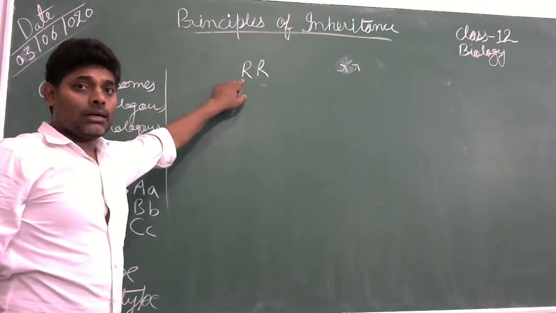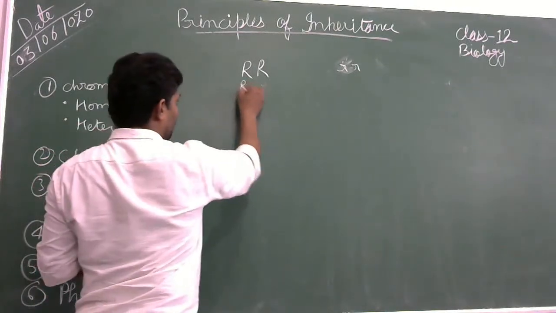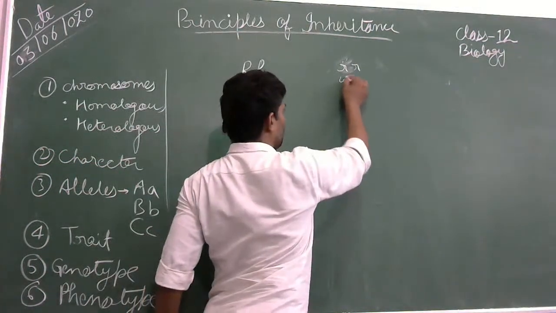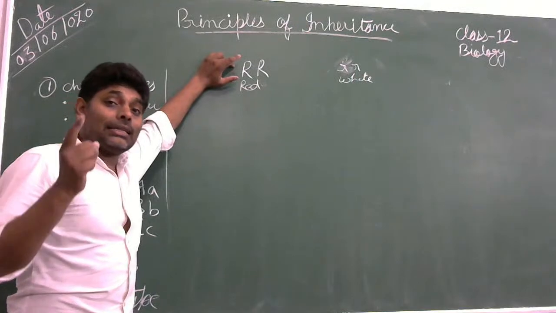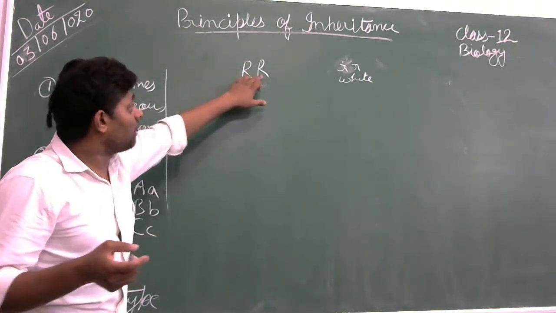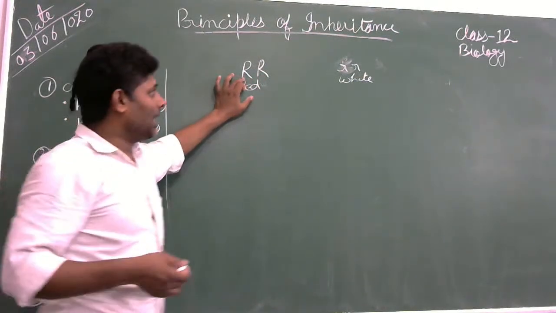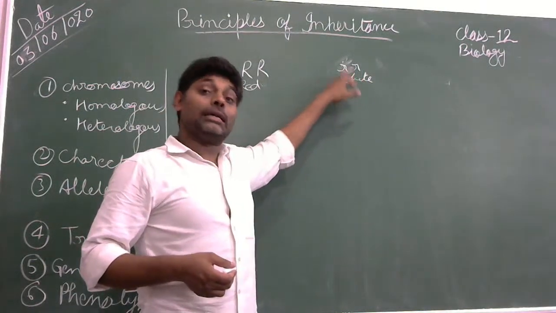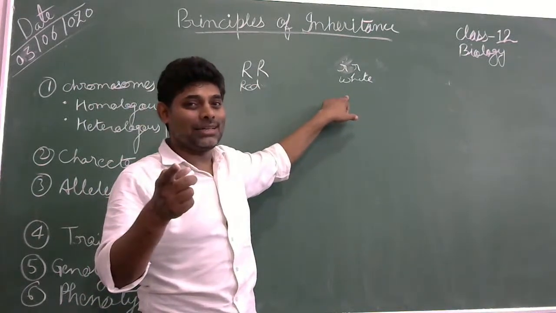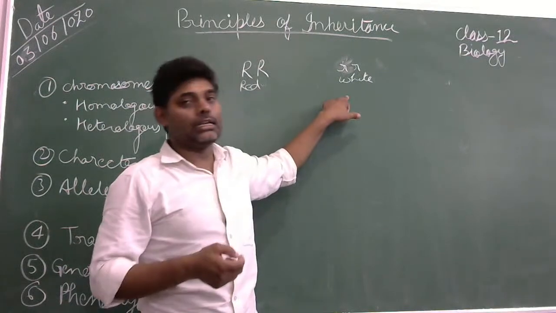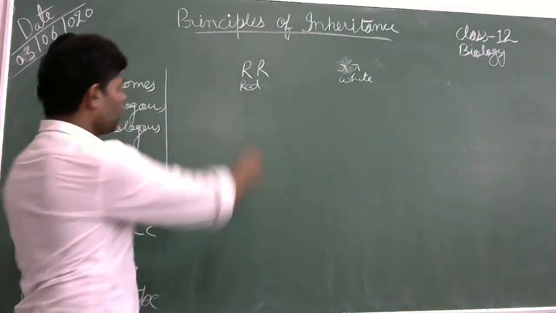Capital R, capital R, small r, small r. This is the red flower, and this is the white flower. As we are seeing that they have the same type of alleles, that's why this is known as homozygous. And here the smaller ones are both the same, that's why it is considered homozygous, right? If alleles are the same, then it is homozygous. If alleles are different, then it becomes heterozygous.